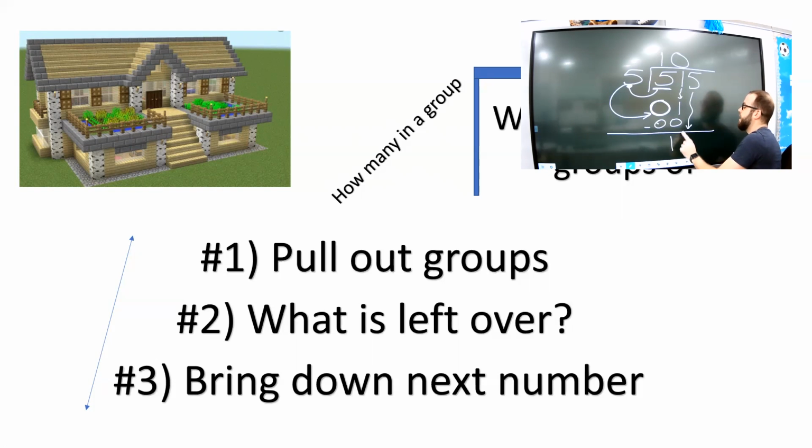And then you bring down the next digit. Now you say, how many 5s are in 15? 5, 10, 15. 3. And there's nothing left over. So your answer is 103. Did you get that one right? If you didn't, that's okay. We're just learning this for the first time.